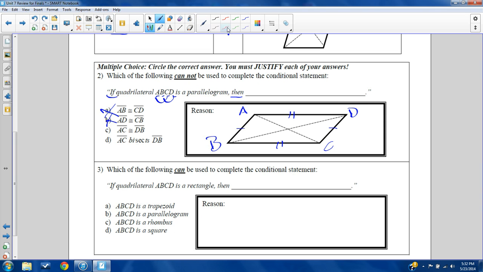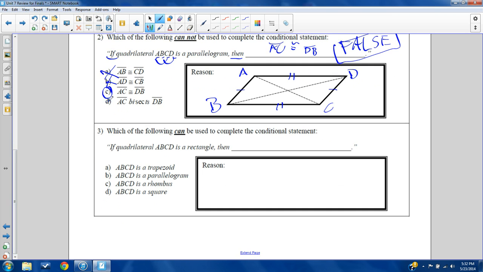You can check it. We can check that kind of thing with coordinate geometry, but that's the one where you would fail out, and you'd say, if quadrilateral ABCD is a parallelogram, then AC is congruent to DB. That would be a false conclusion. The answer's correct right there. And by the way, AC bisects BD. BD also bisects AC there. But yeah, there you go.